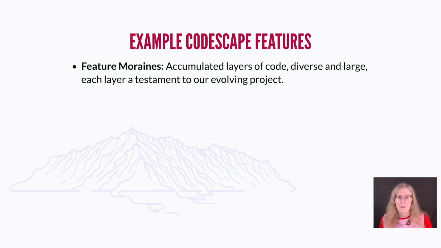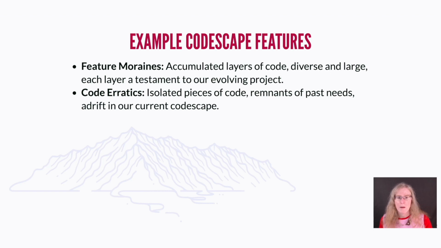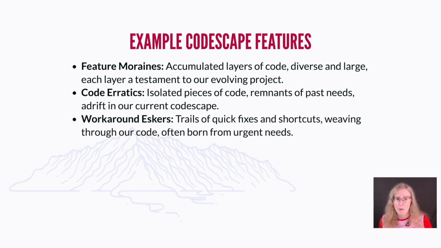When we draw parallels to glacial advances and glacial features, we can see that there are some codescape features that emerge, like feature moraines, which are the accumulated layers of code, diverse and large, each layer a testament to our evolving project. And code erratics, like the big boulders that are left behind. These are isolated pieces of code and remnants of past needs adrift in our current codescape.